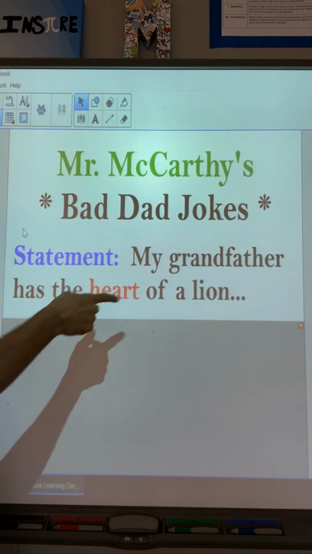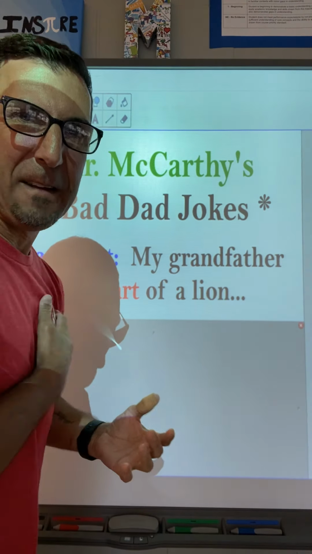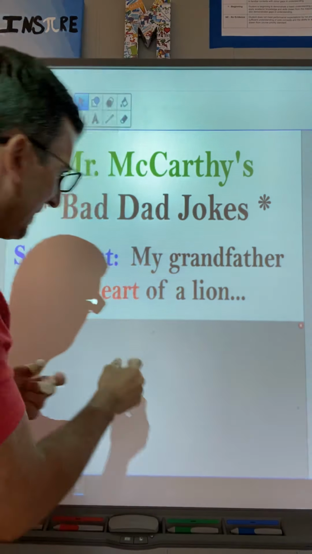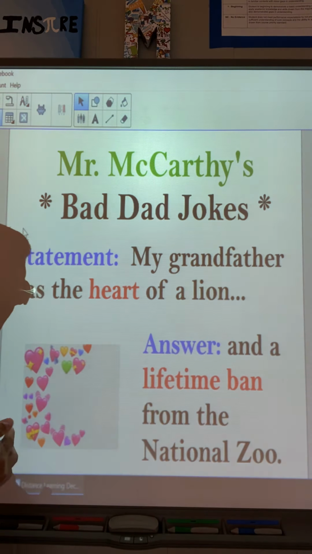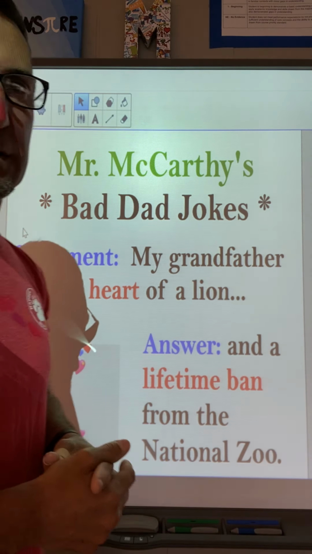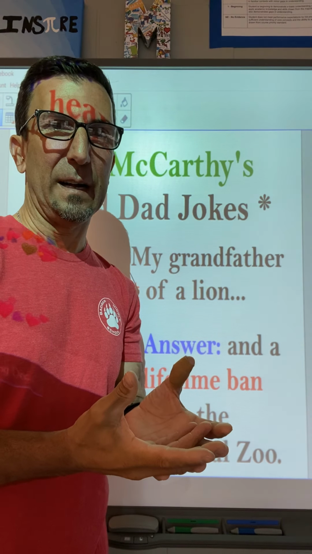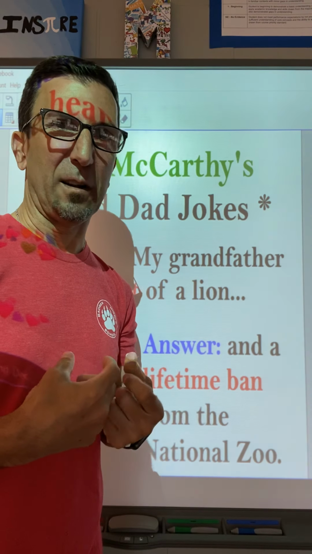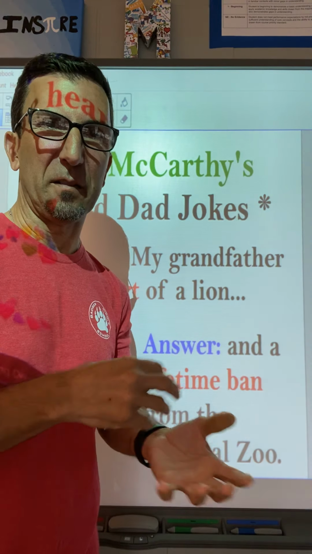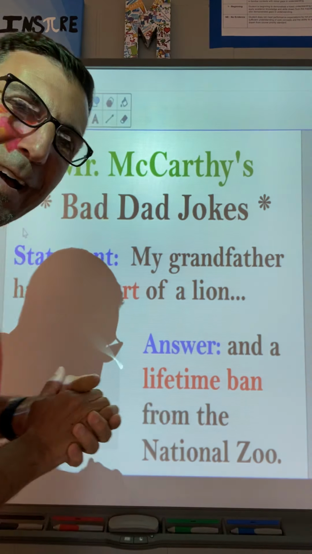All right, so here's my bad joke. So my grandfather, he has the heart of a lion. He's got the heart of a lion. And he's also got a lifetime ban from the National Zoo. Don't get it? If he has the heart of a lion, that means he took the heart from a lion. Not a good thing. So they won't let him at the zoo anymore because he takes hearts. Okay, let's move on.